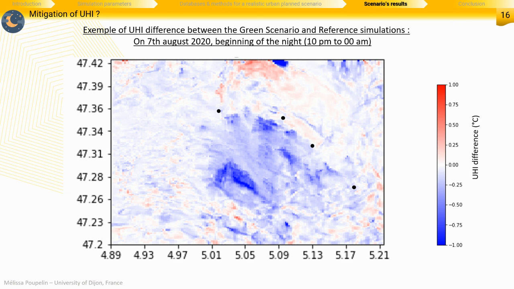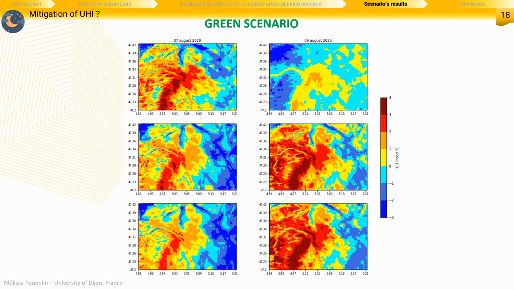On the UHI effect, this is a map of the difference between the UHI effects with the reference simulation and the green scenario. As we can see, it's highly correlated with the low vegetation that we added, especially in the commercial and industrial sites. And here you have the difference between the green scenario and the reference, and we can see that it reduces the UHI effect.